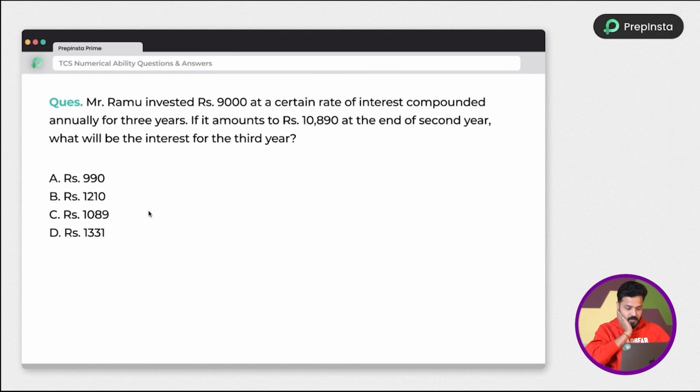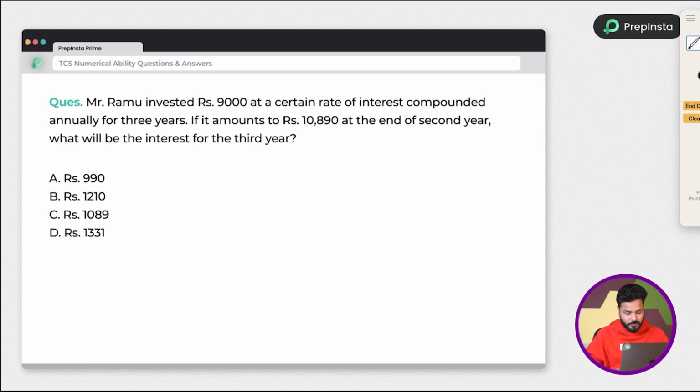Okay. So guys, there's another question now that's from compound interest. Take a pause here, read the question on your own, try solving it out, and then I'll again solve it for you. Okay. So guys, let me be very honest.